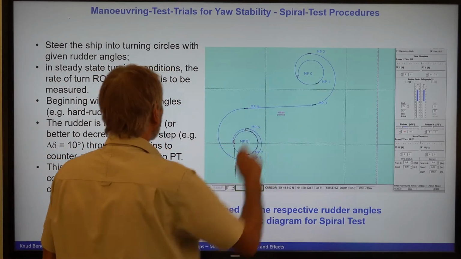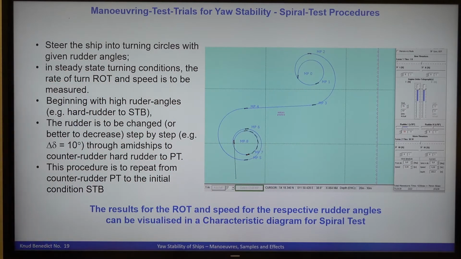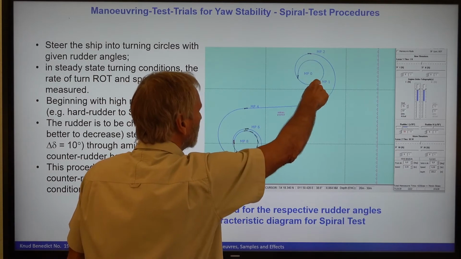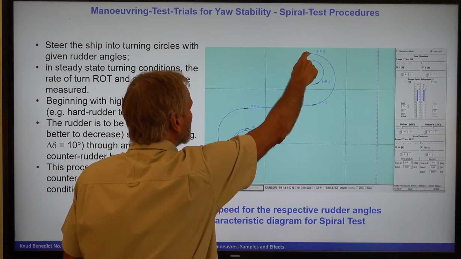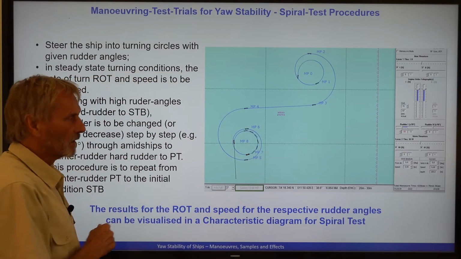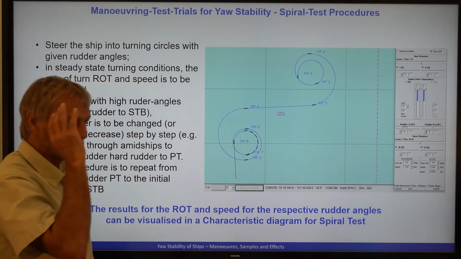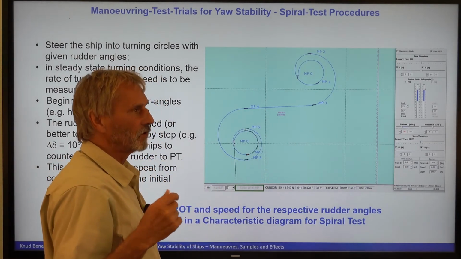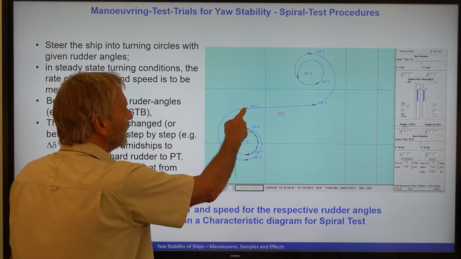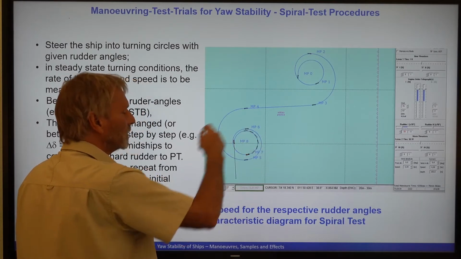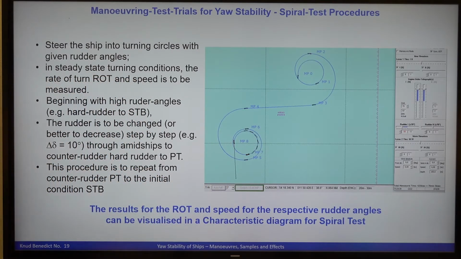And then you have to change the rudder step by step. For instance, every 10 degrees, so from maybe 30 degrees to 20 degrees, to 10 degrees, and then to rudder midship. This ship obviously goes on a straight track when the rudder is at midship, or better to say the rudder for the neutral effect, if you know that. Then 10 degrees to the other side, 20 degrees to the other side, full rudder to the other side. So this is one procedure of the spiral test.